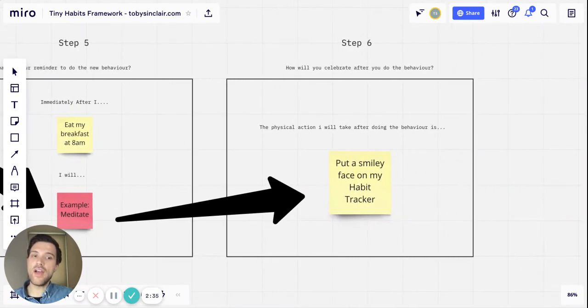And the 6th and final step, which is possibly one of the most important, is to remember to celebrate. So after I've meditated, the physical action I will take after doing it is I'll put a smiley face on my habit tracker. So that's the Tiny Habits framework, the 6 steps that you can use to design, develop, and start building new habits.